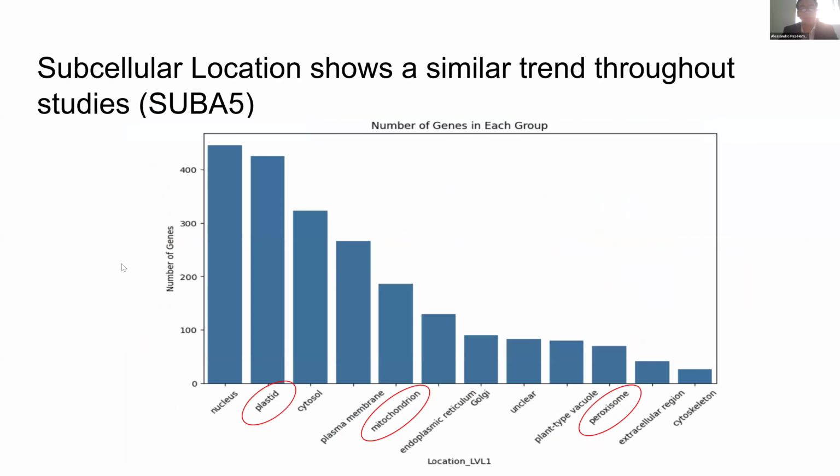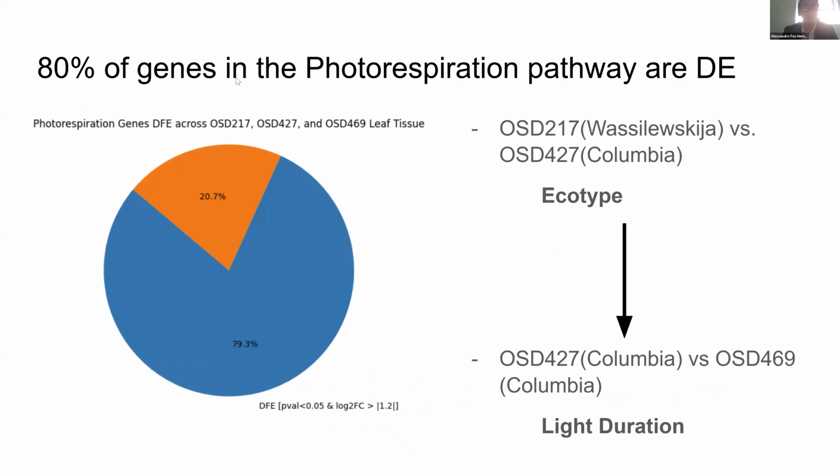So we went a little bit deeper and we mapped all these genes, the genes that were combined in all these different studies. And we mapped the subcellular location using Zuba-5. And we saw that, yes, plastid, mitochondria and peroxisome were differentially expressed after that filtering. So then we dove deeper and we looked at the photorespiration pathway specifically, and we saw that about 80% of the genes in this pathway were actually differentially expressed.